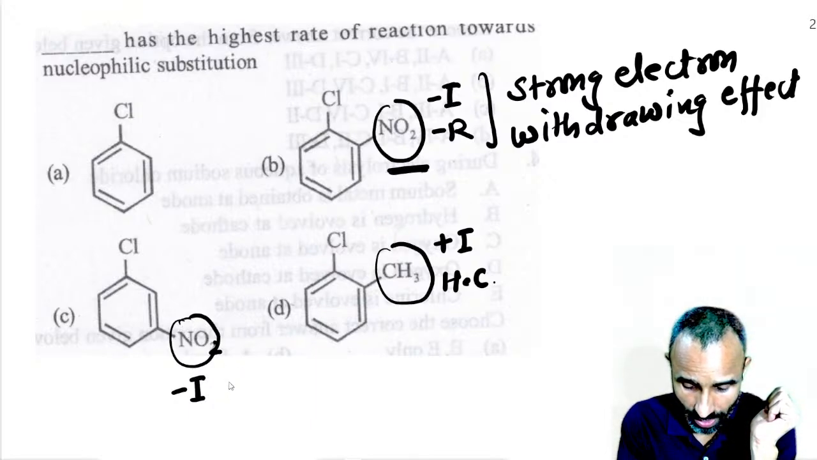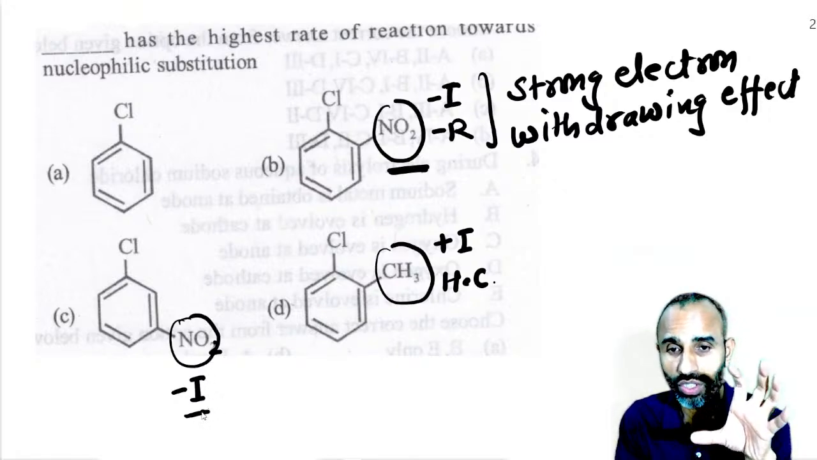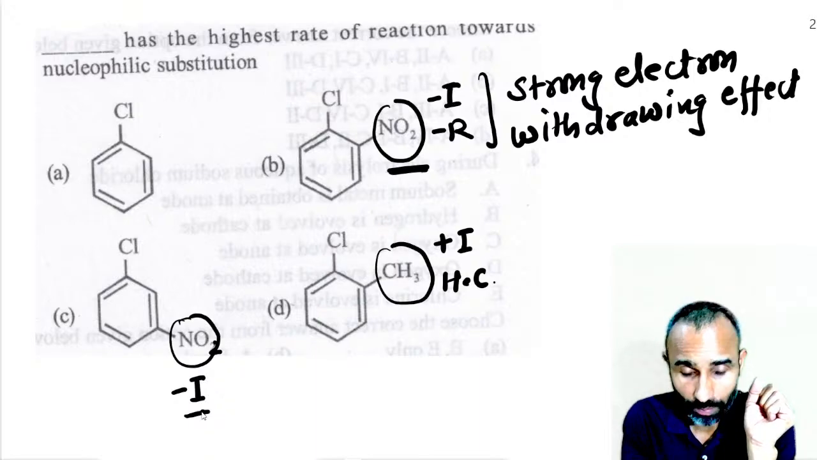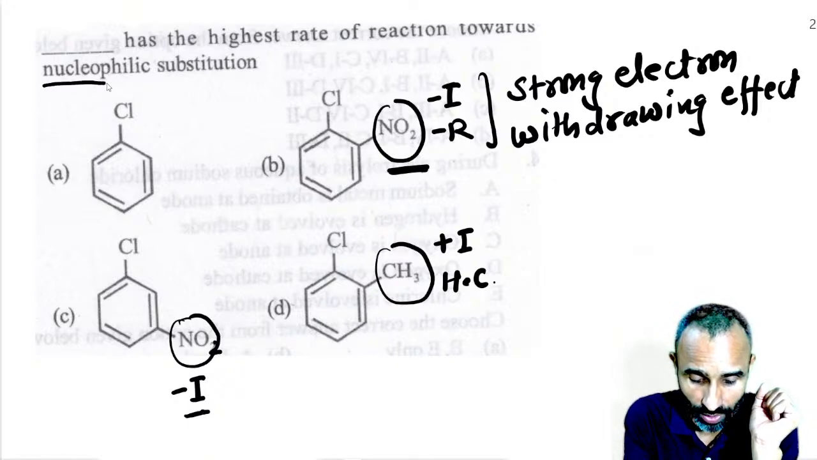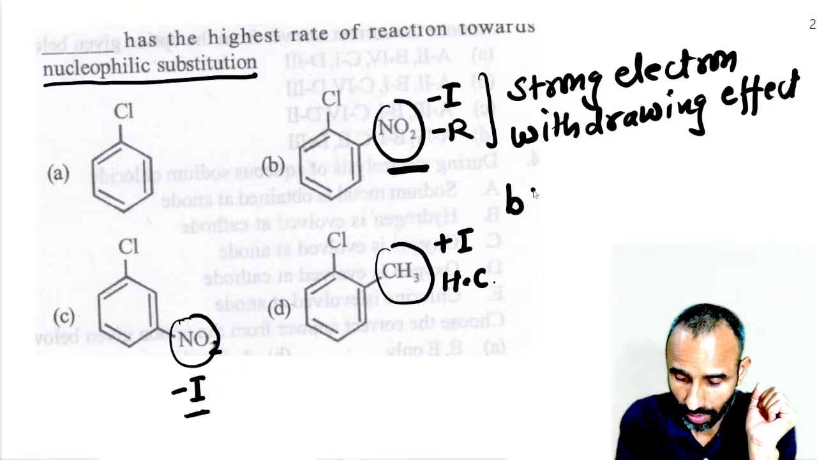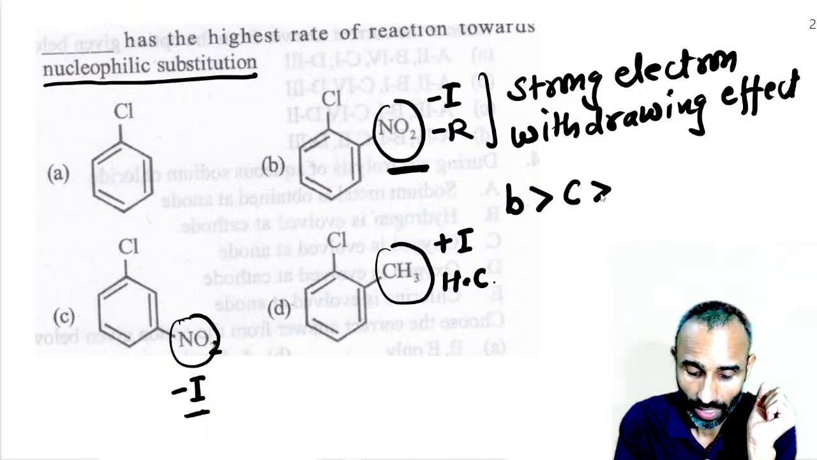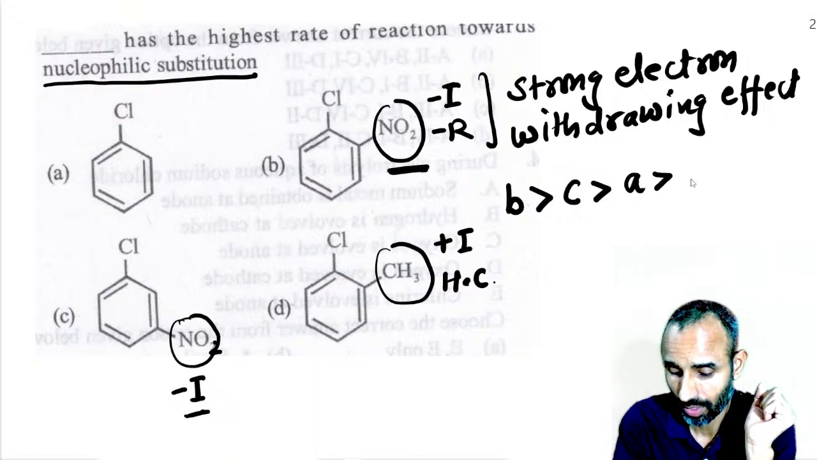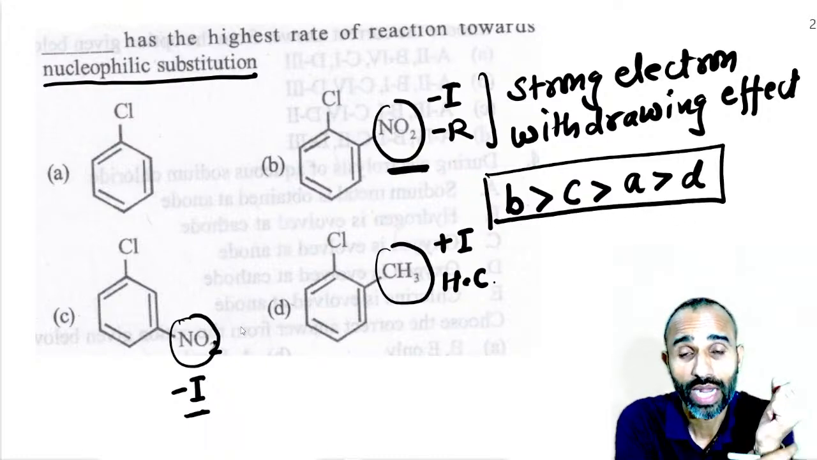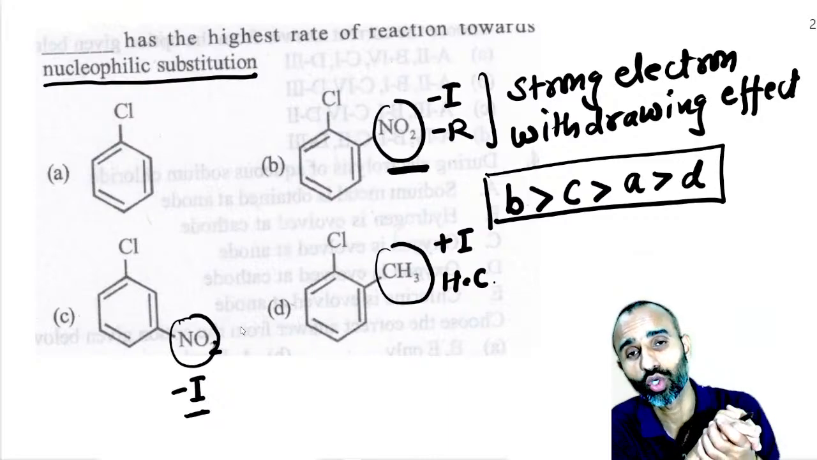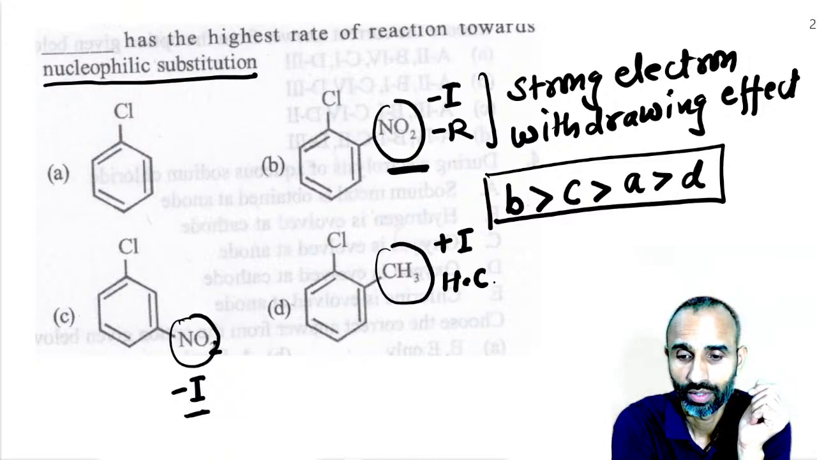This one is at meta position, and therefore its effect is somewhat less. So if we compare them, we see the order of reactivity towards nucleophilic substitution: B is most reactive, then C, and then A, and at the end it is B, because in B there is an electron releasing group. So that will increase the reactivity towards electrophilic substitution. Okay, so this is the order of reactivity.